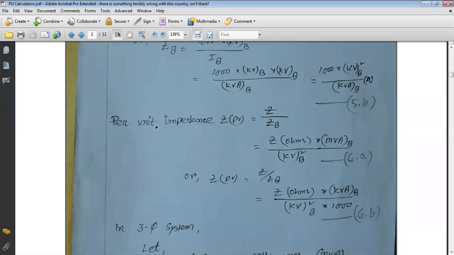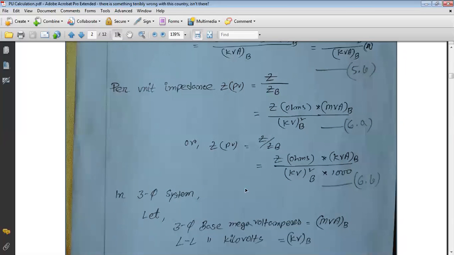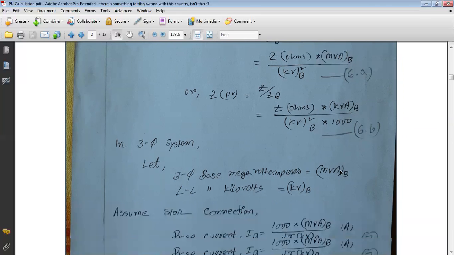So this is the per unit impedance equation, which we already saw before. This is the impedance real unit divided by the base value of impedance, and this is the final formation of the impedance, that is the real unit into megavolt ampere. This is the power unit divided by kilovolt square. This is the base value of voltage. And if the power is in kilovolt ampere range, then it is the real unit of impedance into kilovolt ampere divided by kilovolt square into 1000.